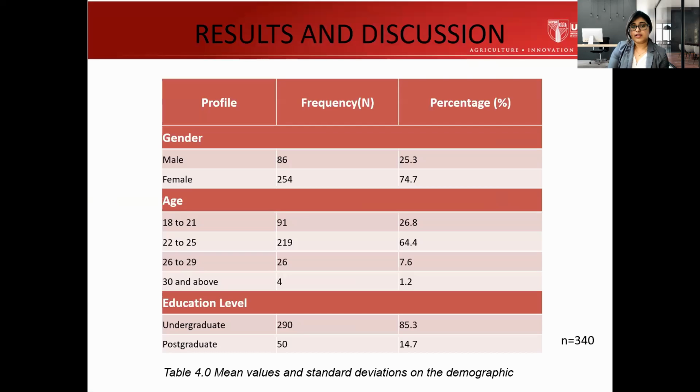Okay, for chapter 4, let's look into the first part, which is the demographic section. Basically, I had more females compared to males because the females were 74.7%, whereas the males were 25.3%. Again, this is relevant because FPMK has more female than male students. The age between 22 to 25 was the highest, with 64.4%, and the education level of my respondents was mostly undergraduate, 290 respondents out of 340, which makes 85.3%.